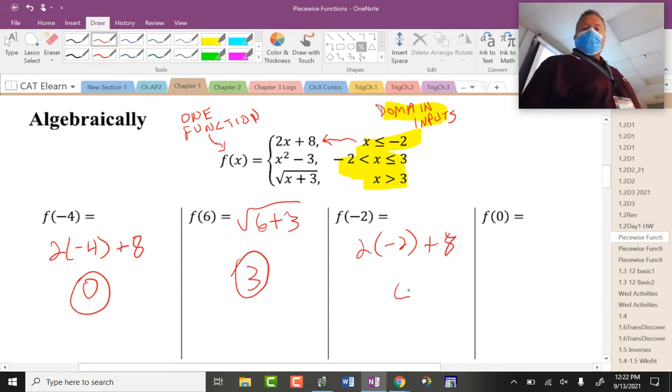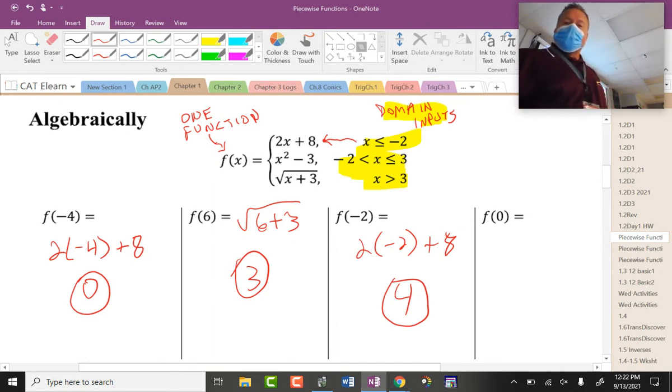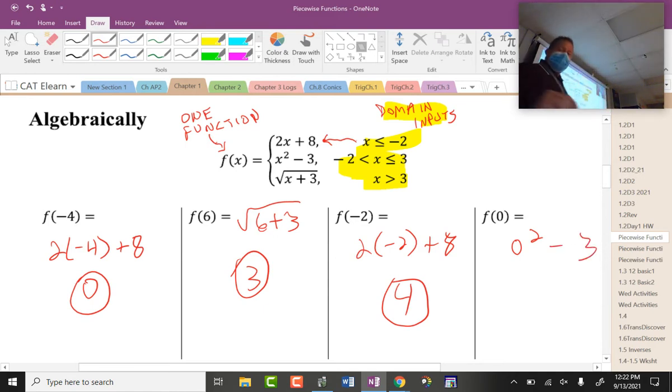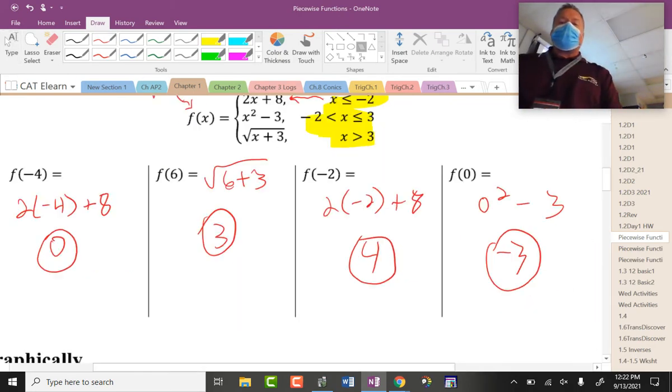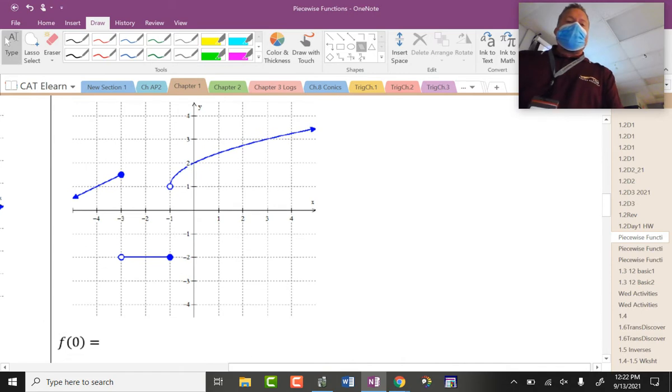4. Good. And then the last one, I'll just do it because it's not that hard. 0 is in the middle domain restriction, so it's plugged into the middle piece. 0 squared minus 3, which is -3. I love how that's drawn out, like telling you where to go, right? Because that's, I think, the biggest problem with students on this. Then do the next thing.